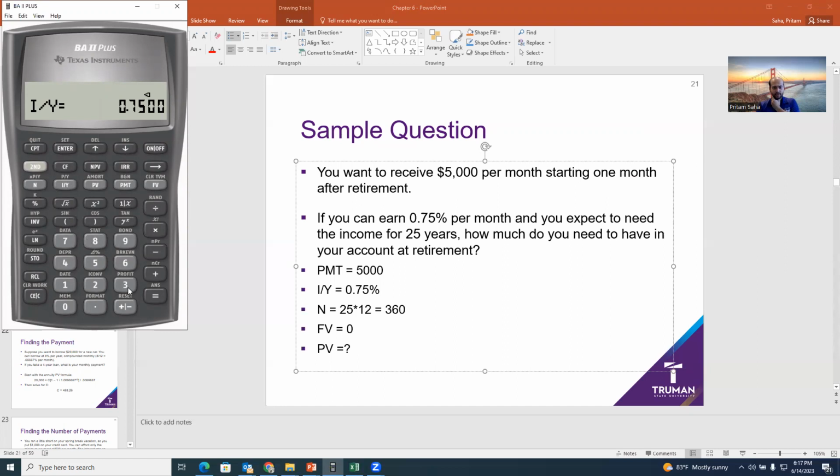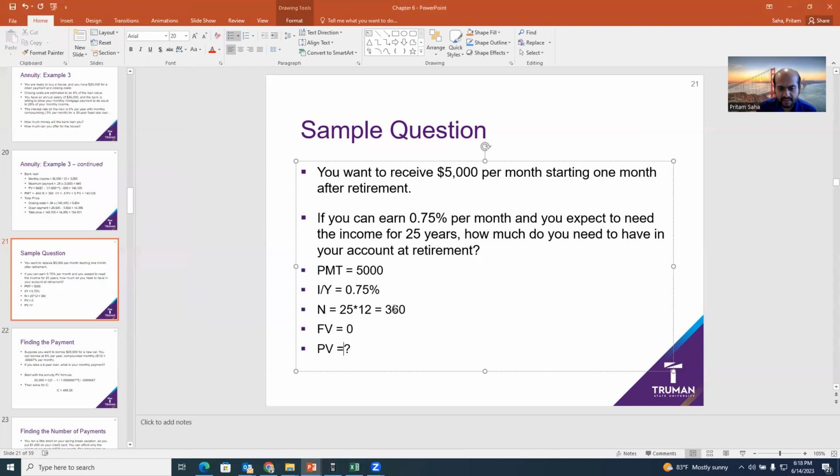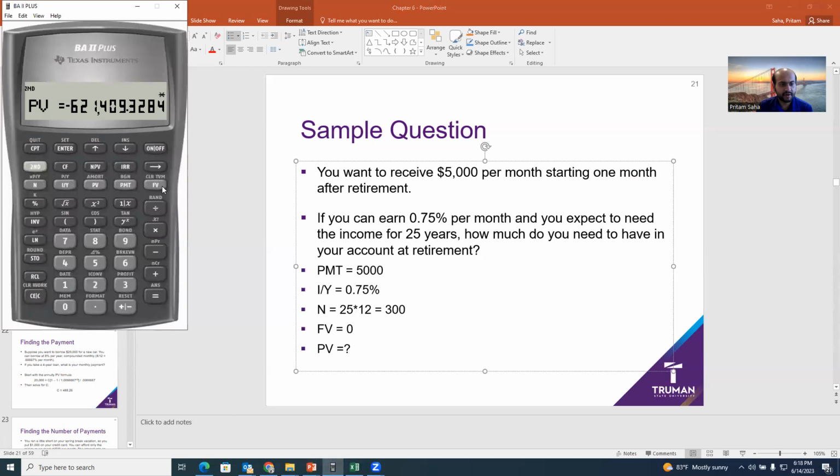So let's start over. I made a typo, I believe. So 360 is my N. 0.75 is my rate. Payment is 5,000. Future value 0. Compute present value. Did I make any typo? Yes, I did. 25 times 12 is basically 300. Sorry, I made a typo. So let's work it over. It should be 300. Why am I typing 360?